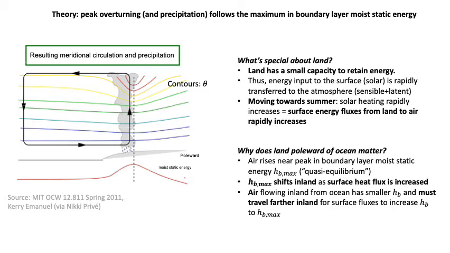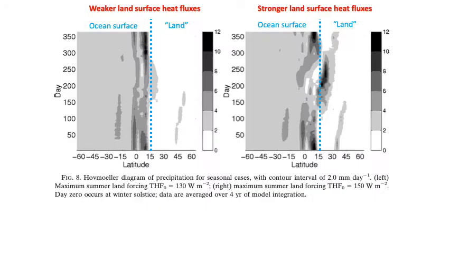The key thing then is that air flowing inland from the ocean comes in with a smaller moist static energy in the boundary layer, and so it has to travel farther inland for surface fluxes to be able to increase HB to the value HB max, at which point it can convect. So air doesn't quite convect at the latitude of peak moist static energy in the boundary layer, but it gets pretty close. So that's the conceptual understanding of their theory.